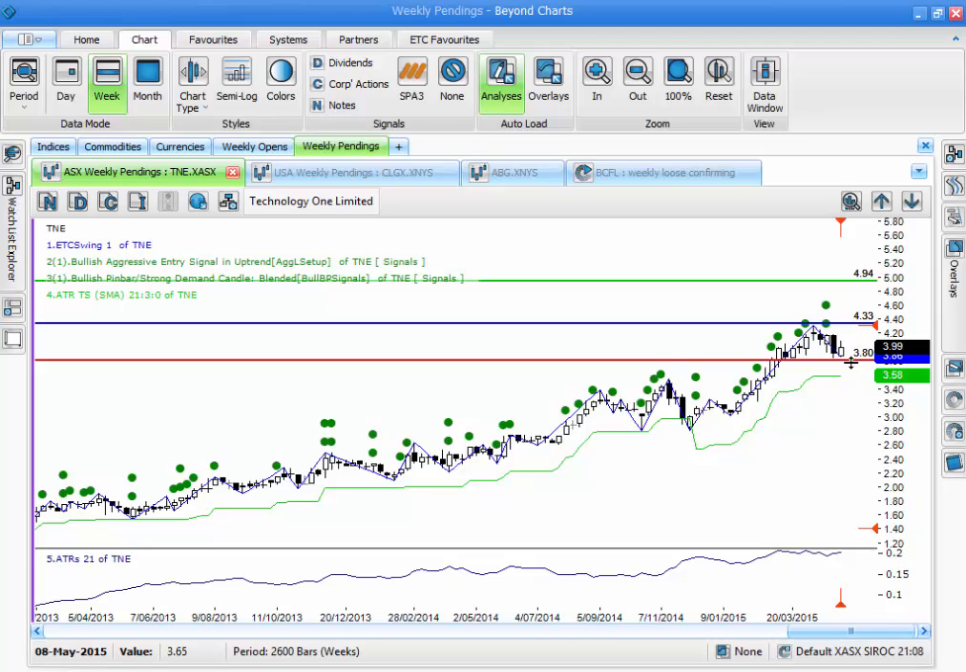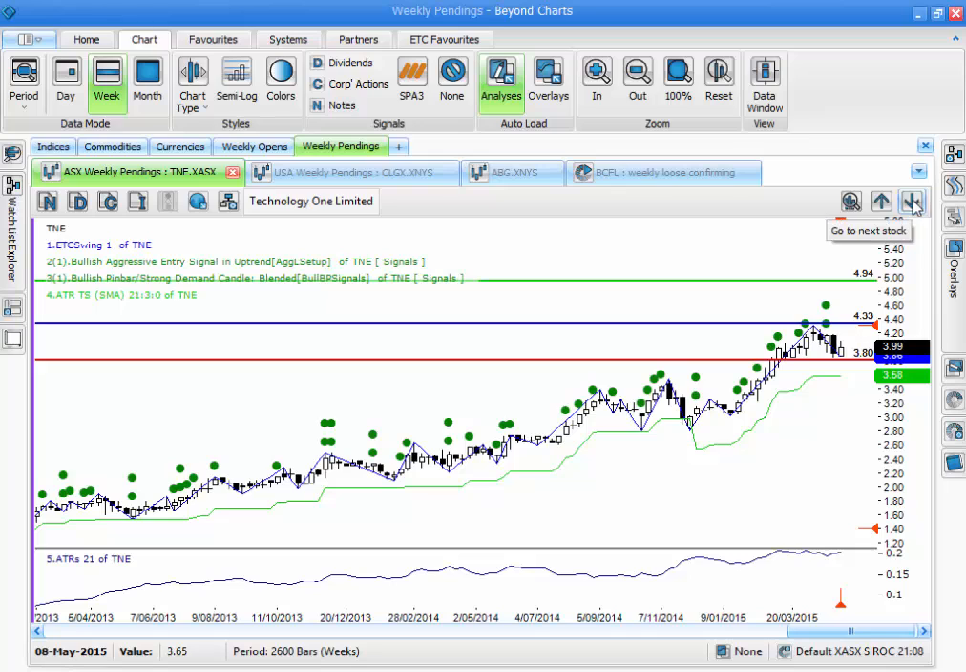Now remember, your initial protective stop is a soft stop, so soft stop rules apply. So if you're in any doubt about soft stop rules, please consult your trading plan. If you still don't understand, then again, give one of us here a call and we'll go through and explain that in clear terms for you. So TNE set up there.